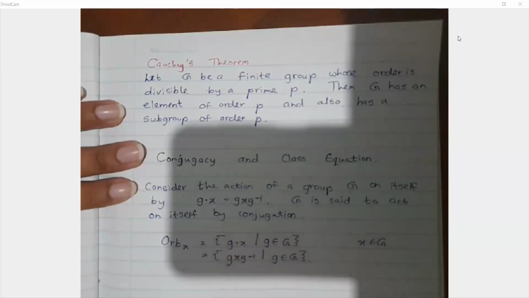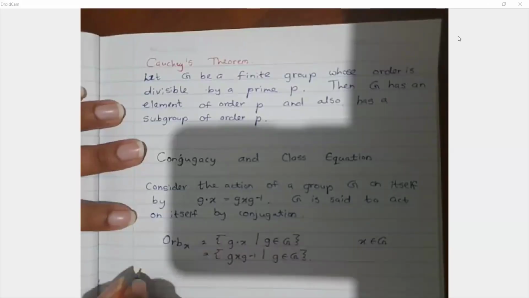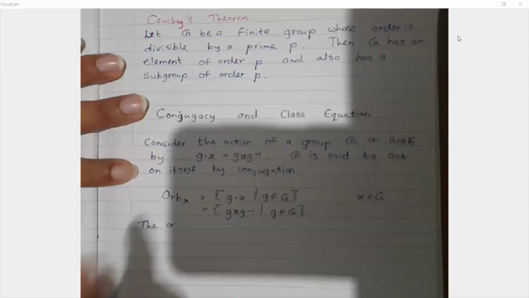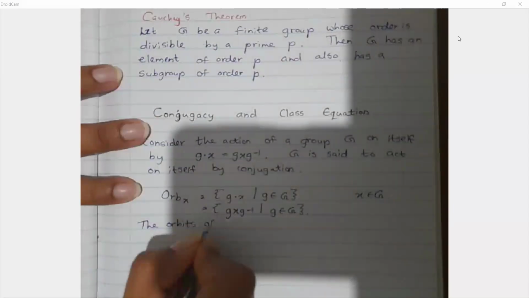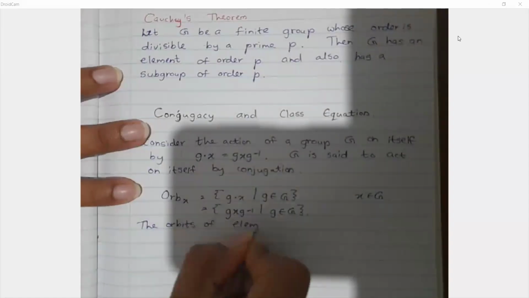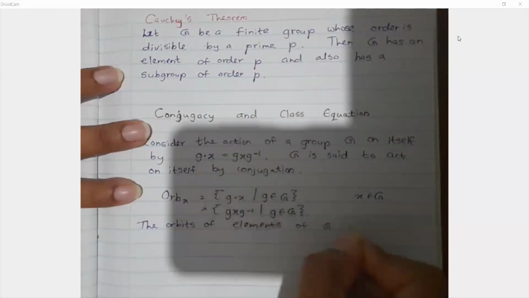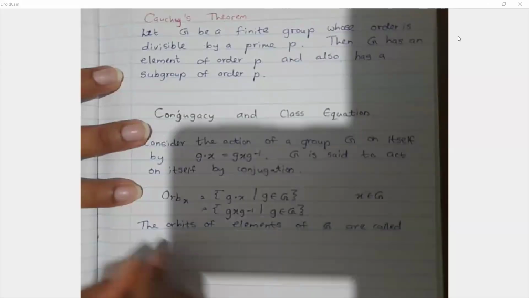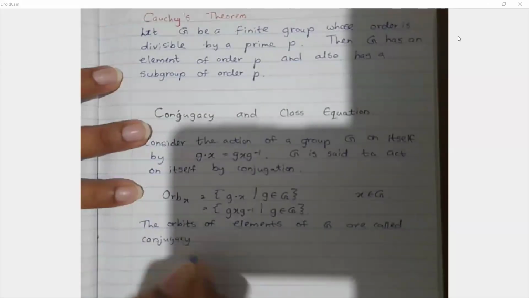We have actually gone over this as well. I will write it over here as a small recap: the orbits of elements of G are called conjugacy classes, right?